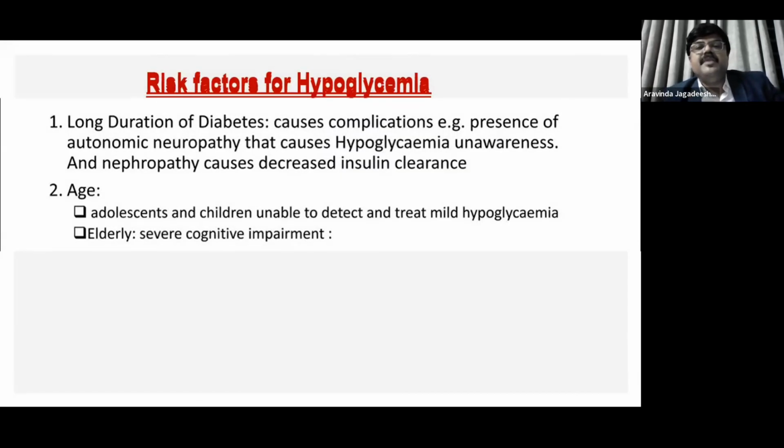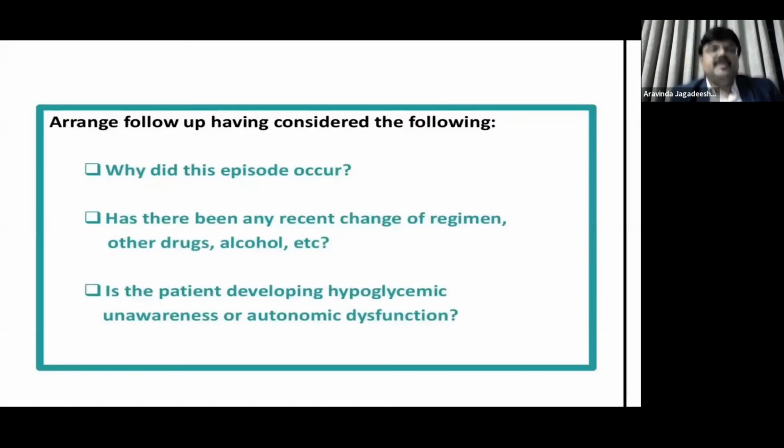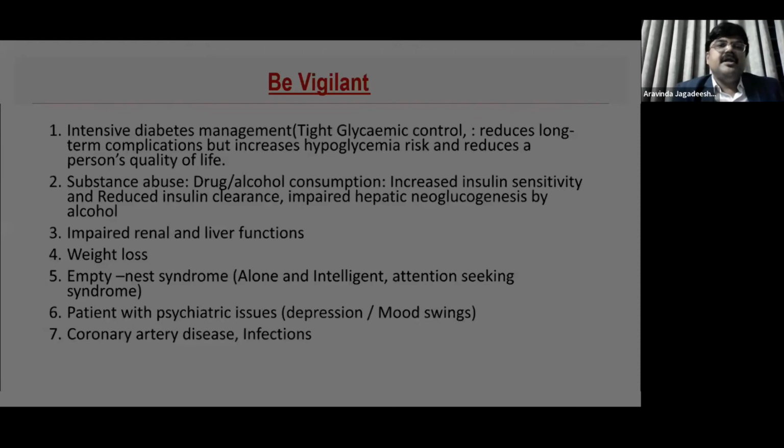The long duration of diabetes causes complications. For example, the presence of autonomic neuropathy causes hypoglycemia unawareness, and nephropathy causes decreased insulin clearance. Adolescents and children are unable to detect and treat mild hypoglycemia. Elderly leads to severe cognitive impairment. So always arrange follow-up having considered the following. Once the patient is discharged, you have a discussion with the patient and their relatives. Why did this episode occur? Has there been any recent change of regime, other drugs, alcohol, etc.? Is the patient developing hypoglycemic unawareness or autonomic dysfunction?